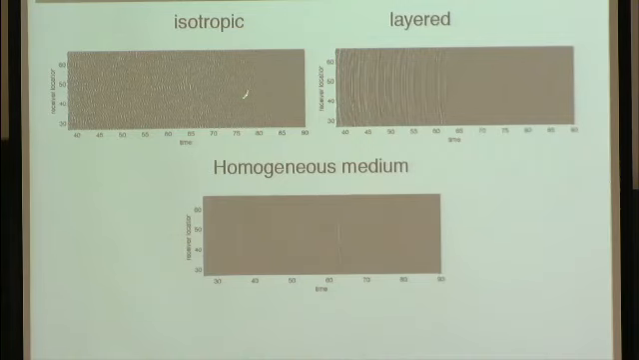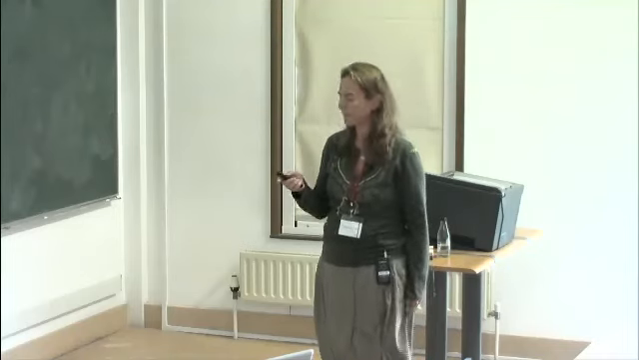This is what we see in the isotropic clutter, and this is in the layered case. In the layered case, you can say that this comes from a layered medium because it's obvious from the response. But there is no way to say, looking at this data, if there is a scatterer in there or not.